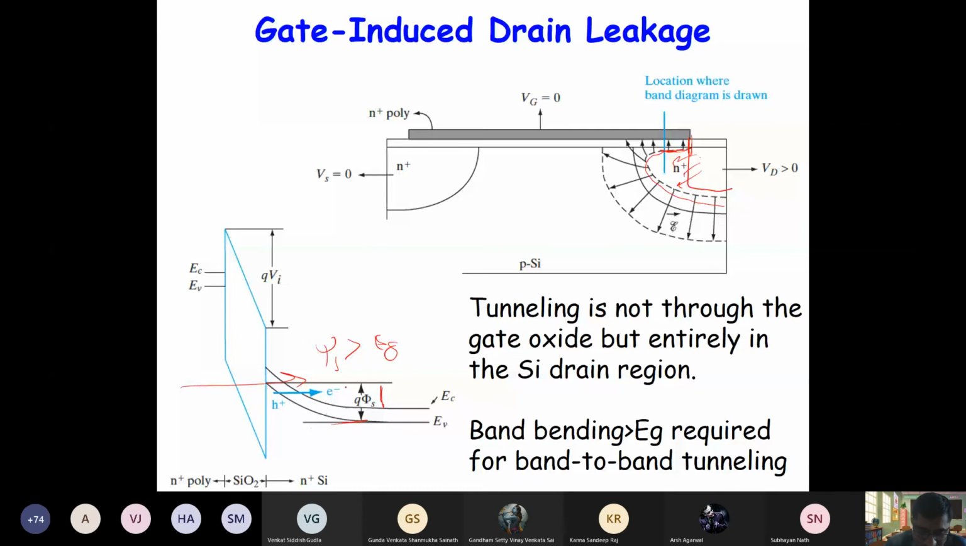Okay, there are two possibilities, right? You consider the doping. Now, if the drain doping is small, then the depletion width is quite large, so this tunneling will not take place. If doping is too high, then also this psi s will be less than Eg, because most of the voltage will come across the gate region only. So if this is less than Eg, then they cannot tunnel to the band gap. So it actually happens with moderate doping. This phenomenon occurs at moderate doping.